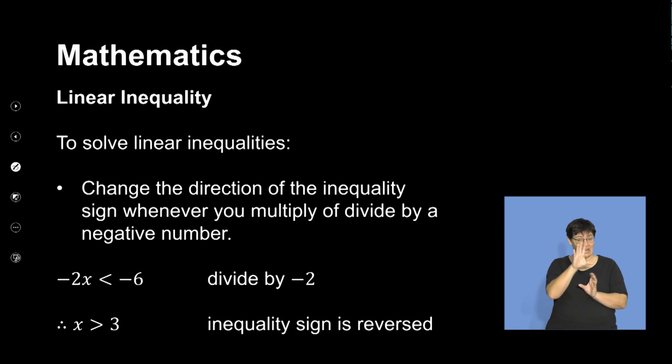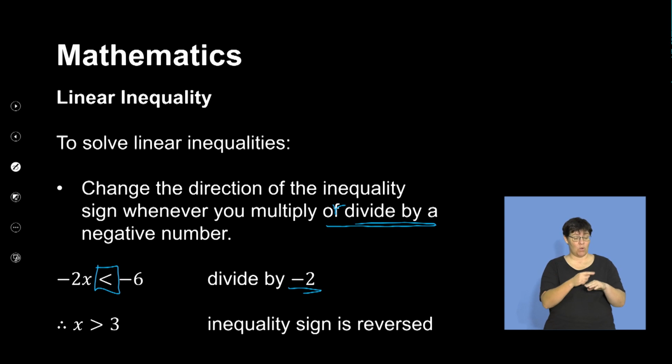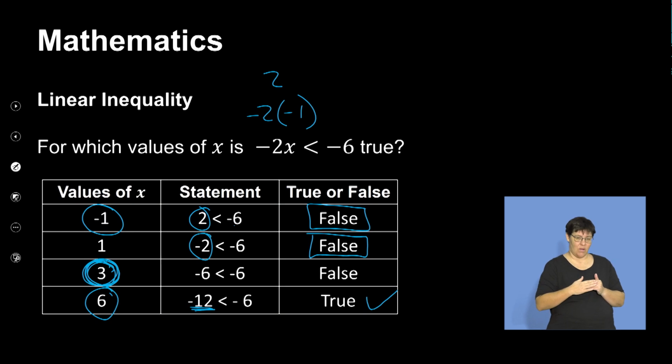Now, to solve these algebraically, you need to change the direction of the inequality whenever you multiply or divide by a negative number. So my question, remember, was -2x less than -6. I must divide both sides by -2 because I want x to be on its own. But one of the rules that we need to adhere to is that the inequality sign must change direction because of the negativeness of this, which will then make this x greater than 3. If I go back to my table, remember, 6 is definitely greater than that 3, and I said it is part of what makes this statement true.